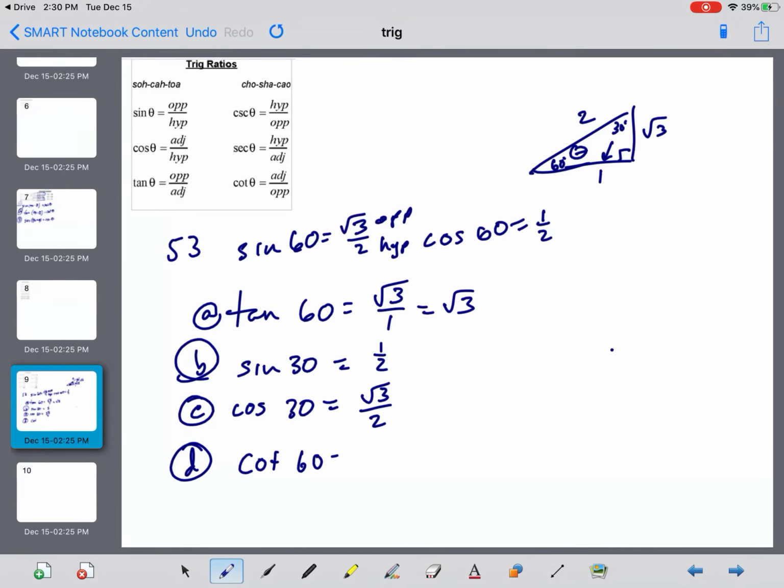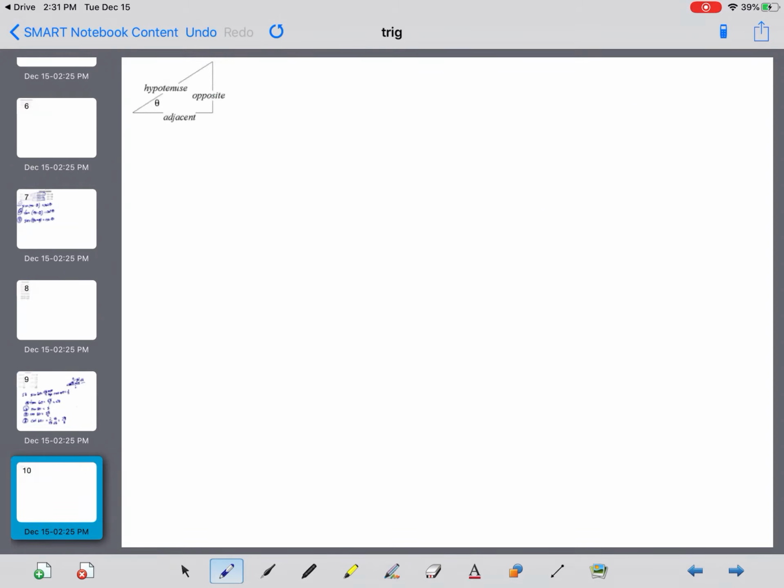And then cotangent 60 was the last one. Cotangent 60, that's adjacent over opposite, so cotangent 60 would be 1 over the square root of 3. Now, you can never leave a radical in the denominator, so you've got to multiply by radical 3 over radical 3 to rationalize the denominator. So it's going to be square root of 3, and the bottom turns into just 3. All right, that's number 53.